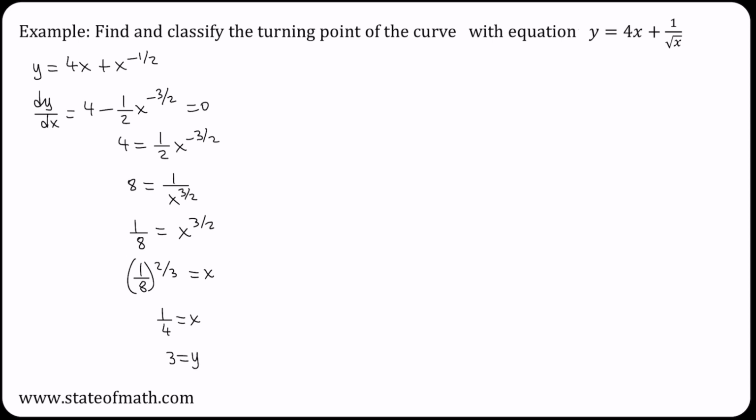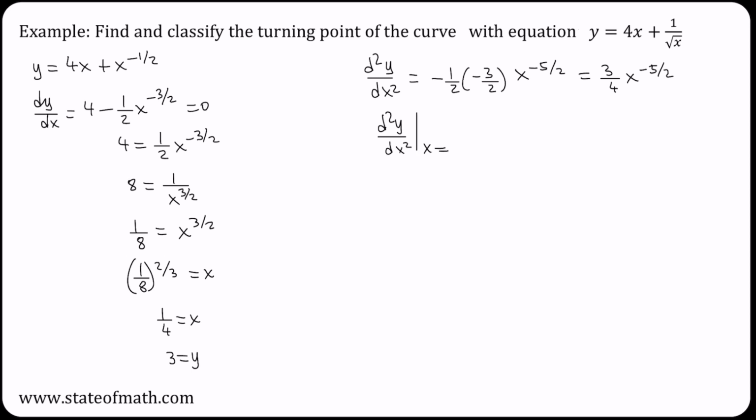Let's proceed in finding the second derivative, d²y by dx squared. So we differentiate once more. It's minus a half times minus 3 over 2 times x to the minus 5 over 2, which simplifies to 3 over 4 x to the minus 5 over 2. I will evaluate the second derivative at x is equal to a quarter. It turns out to be 24. This is greater than 0, and therefore we conclude that the point (a quarter, 3) is indeed a minimum.